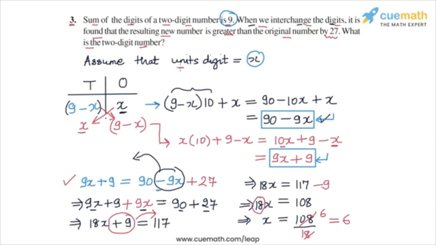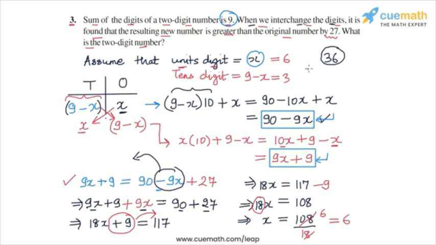So the units digit of the original number, which was x, is equal to 6, and hence the tens digit, which was 9 minus x, will be equal to 9 minus 6, or 3. So the original number will be 36.